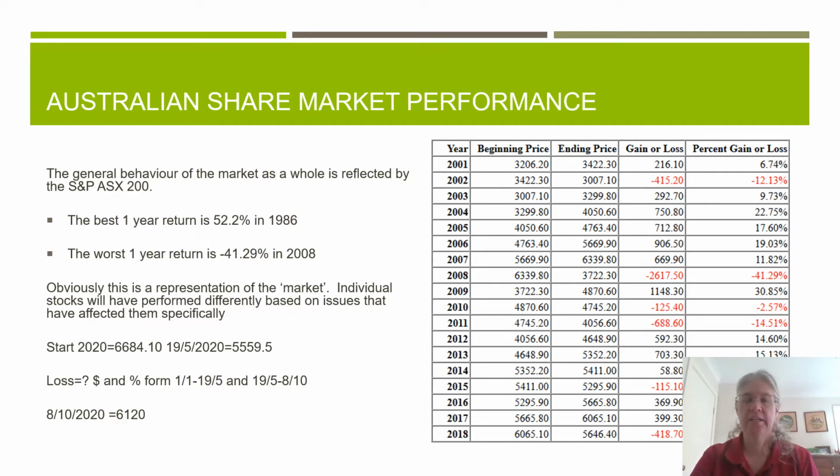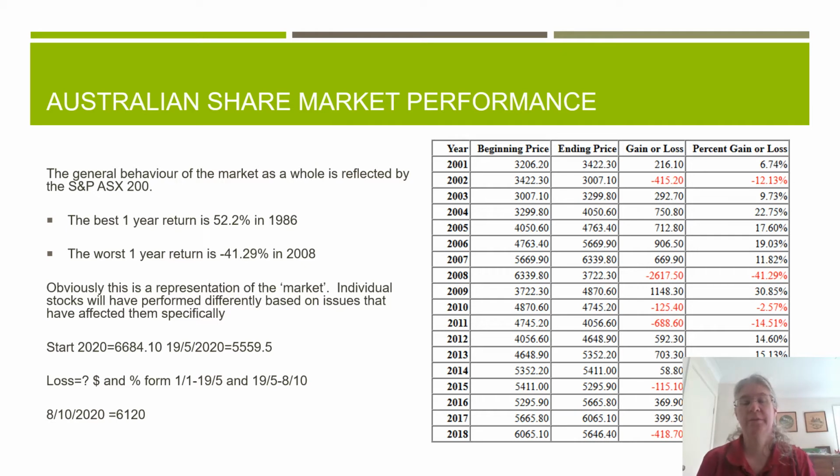Have a look at this chart showing the performance since 2001. This is based on the ASX 200, the top 200 shares, so it's a good reflection of what's happening in our Australian market. The best 1 year return, in 1986, probably seems a long time ago now, was 52.2%. That was a huge return. The worst 1 year return is minus 41% back in 2008.